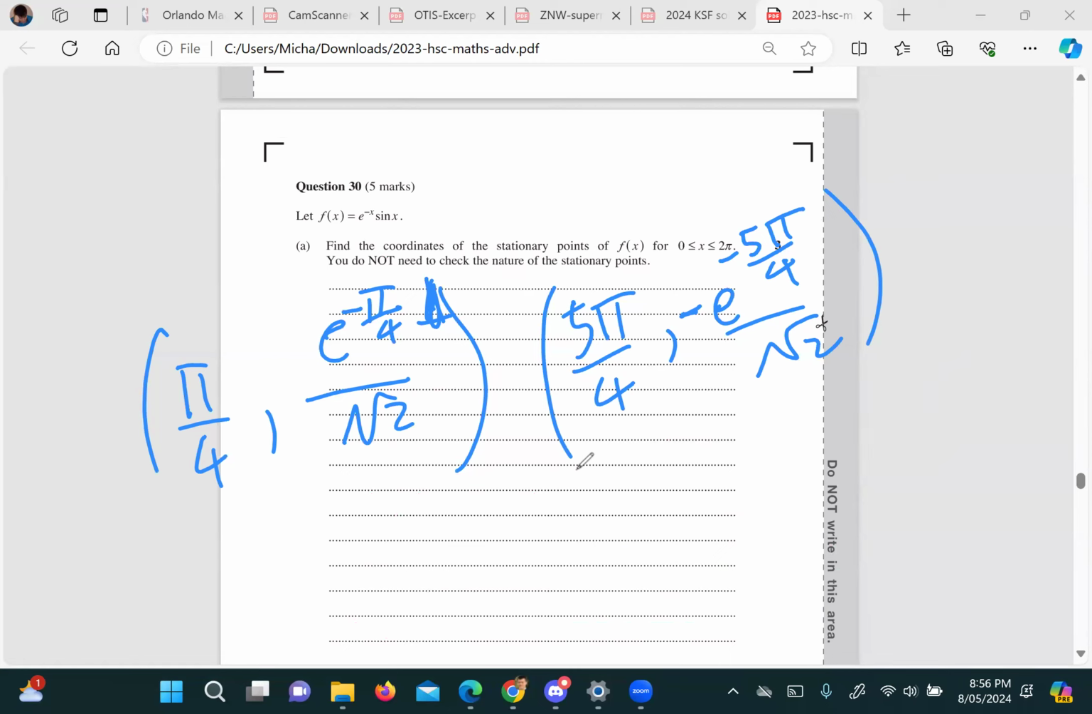See, the thing is, if you wrote in your HSC exam literally what I just wrote on the screen, if I was marking it, I would give you 3 marks. Because how can someone really fake this? The only way you could fake this answer is if you basically copied off someone else, right? How unlikely is it for you to get pi on 4, e to the minus pi on 4 on root 2? I guess you could kind of guess pi on 4 maybe, but it's still kind of random.